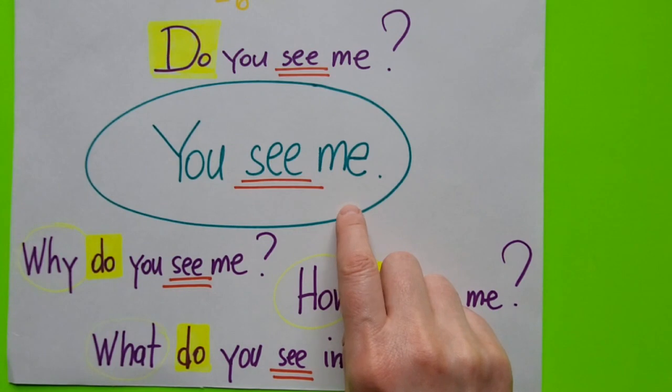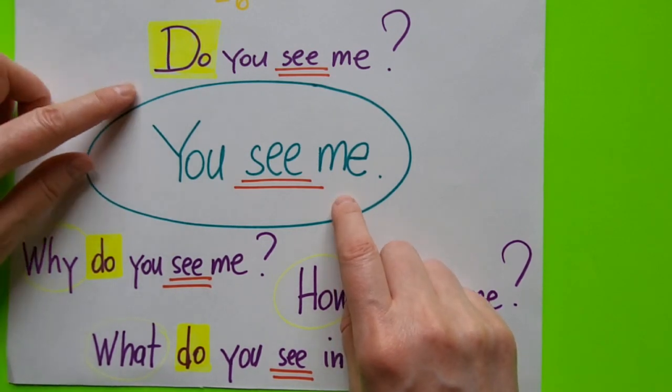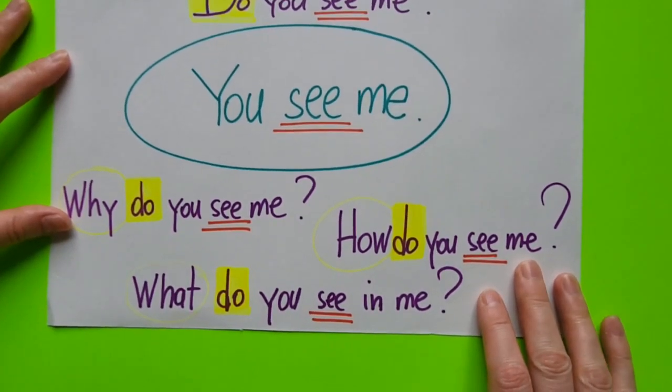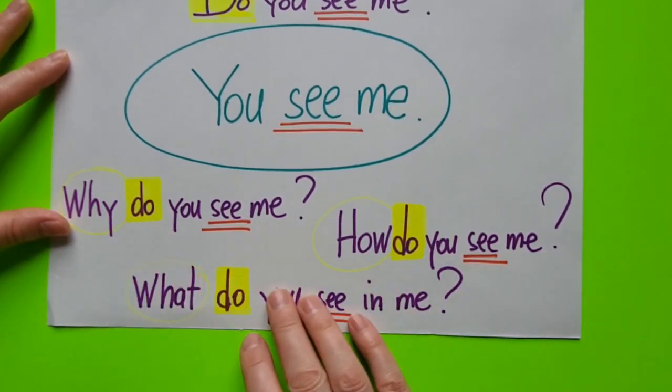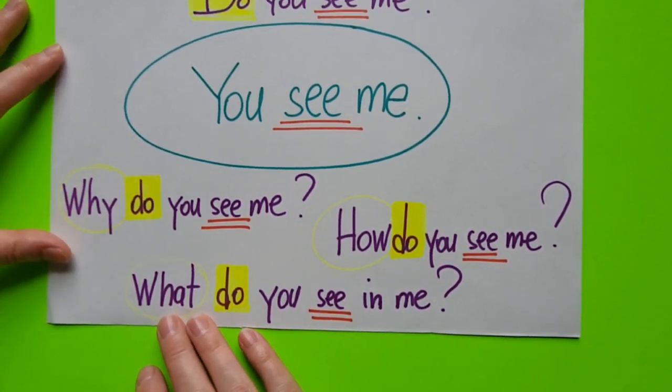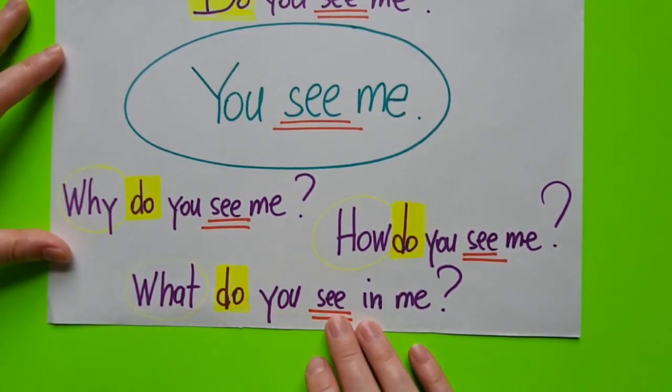You see me. Okay, how do we make a question? We say, do you see me? Or we can say, why do you see me? We can say, how do you see me? Or we can say, actually, what do you see in me?